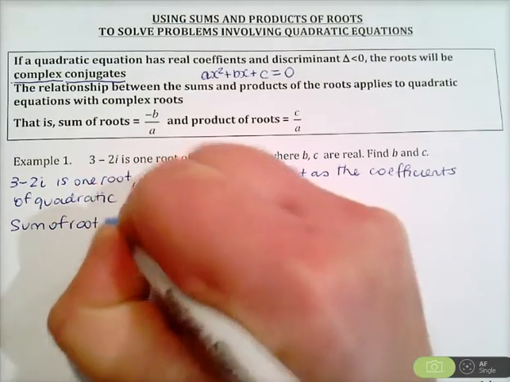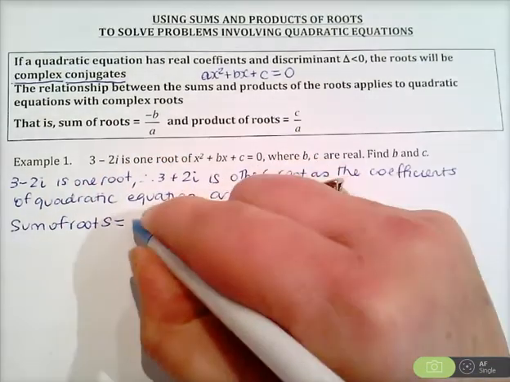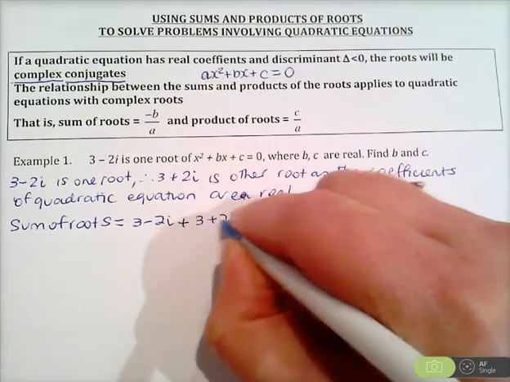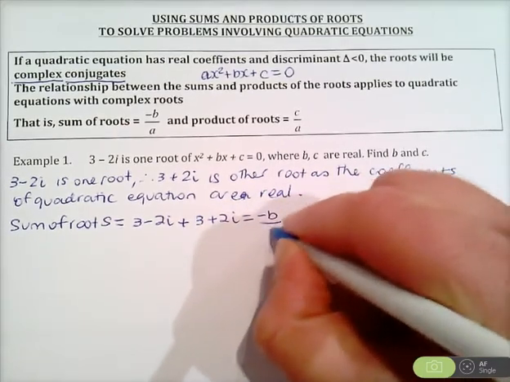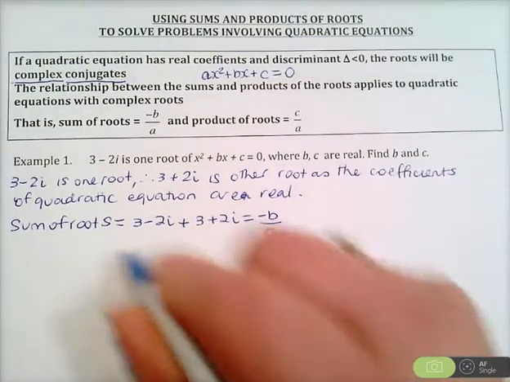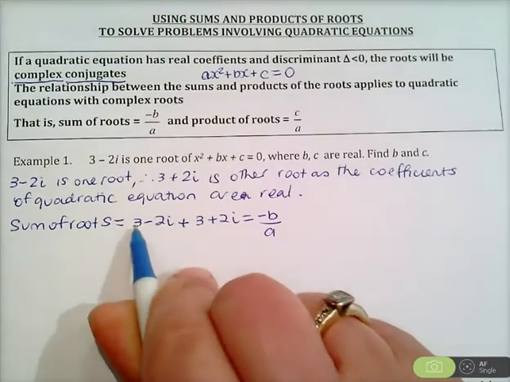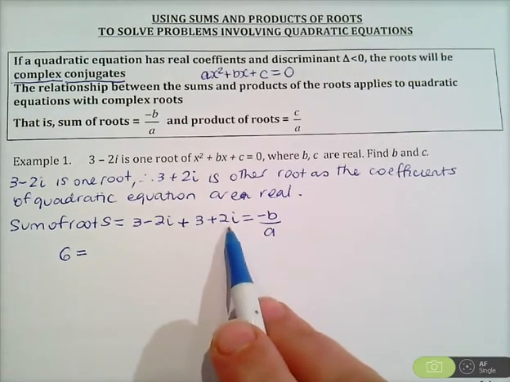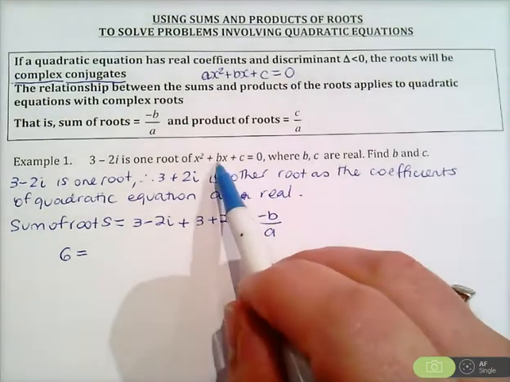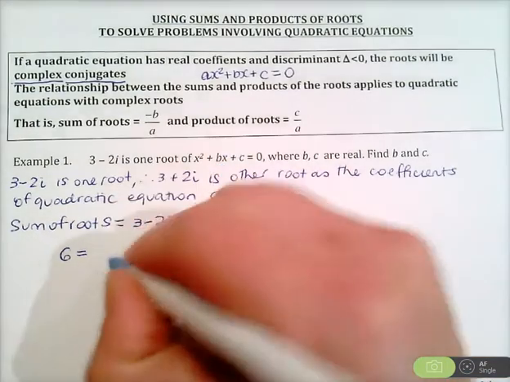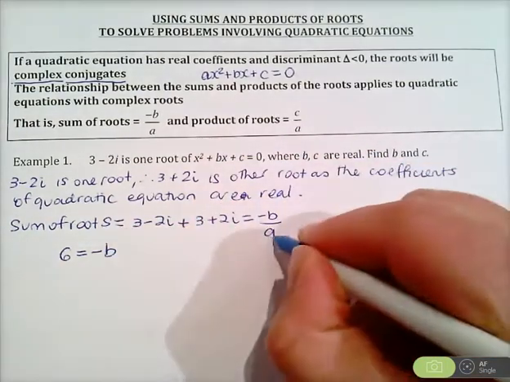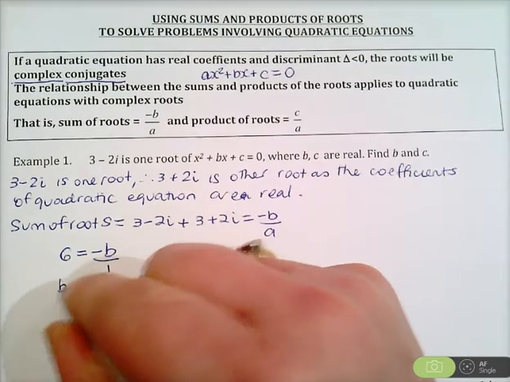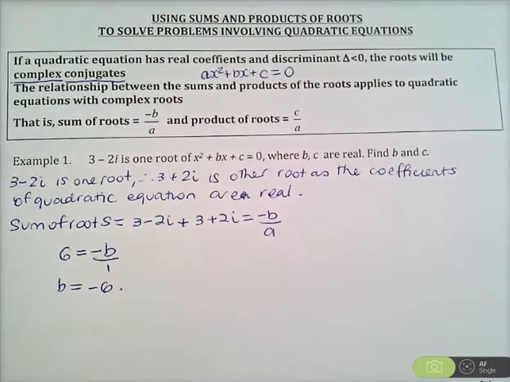Now we know that sum of roots is minus b on a. So the sum of your two roots, 3 minus 2i plus your other root 3 plus 2i, equals minus b on a. Now we'll just simplify this on the next row. So we've got 3 plus 3 is 6, and minus 2i plus 2i is 0. So over here, your b is b and your a is 1. So therefore we've got negative b is 6, or b is negative 6. And so we've found b.